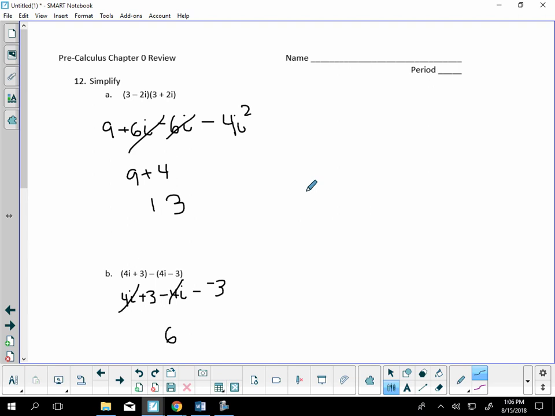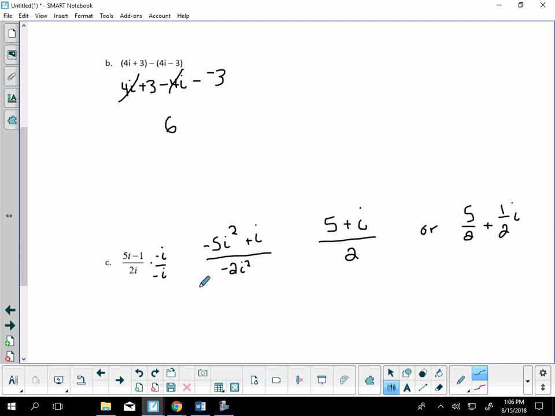Be careful on number B that you have to distribute your negative sign. And on C, you're multiplying by the conjugate, -1i over -i. You can look at the work there. Again, remember that i squared is the same thing as -1.